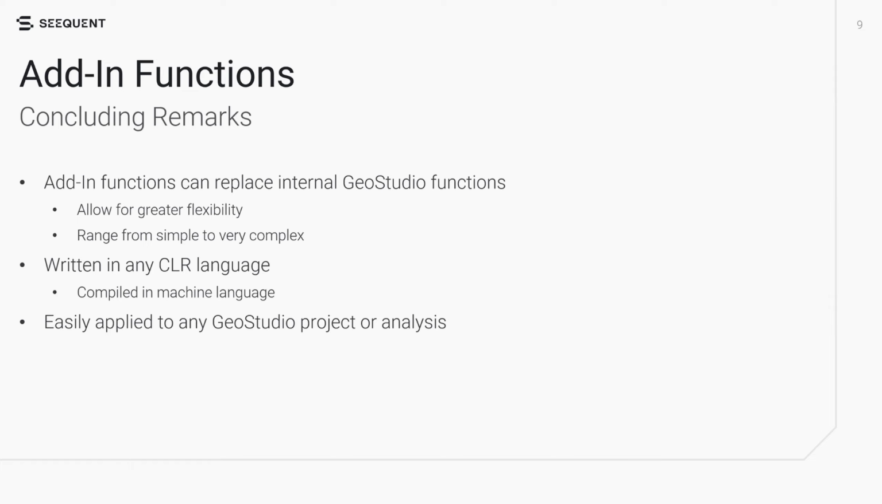However, we suggest using an integrated development environment like Visual Studio for writing, debugging, and compiling the add-in code. The developed add-in functions are accessible from any GeoStudio analysis when they are placed in the specified directory as demonstrated in this video. Note that not all the powerful capabilities of add-in functions have been discussed in this tutorial. Please see the Add-in Software Development Kit available in the Seequent Learning Center for more information.